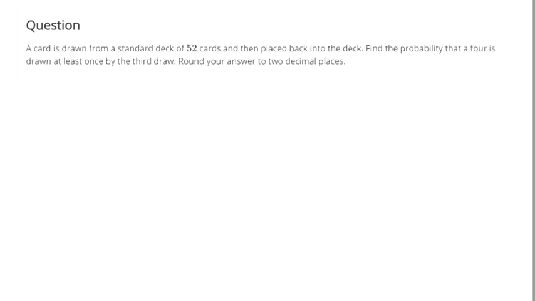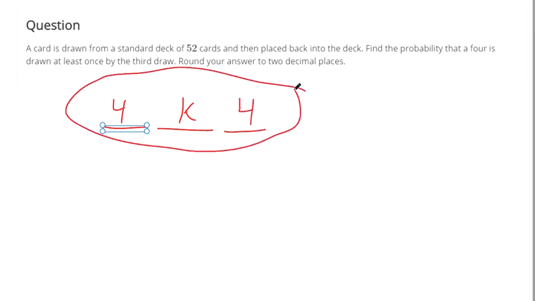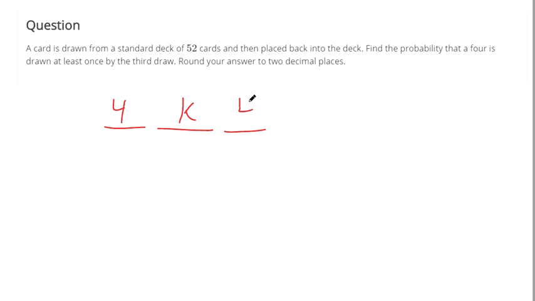A card is drawn from a standard deck of 52 cards and then placed back in the deck. Find the probability that a 4 is drawn at least once by the third card. There are a lot of different ways of counting that out. Maybe a 4 is drawn on the first card, not on the second card. Maybe it's a king, and then maybe it's a 4 on the third card. This is an example of getting a 4 at least once. Maybe this one is supposed to be a queen, maybe this one a jack, or maybe they're all 4s. There are lots of different ways of meeting the criteria of getting at least one.